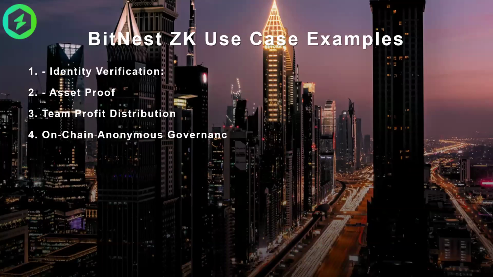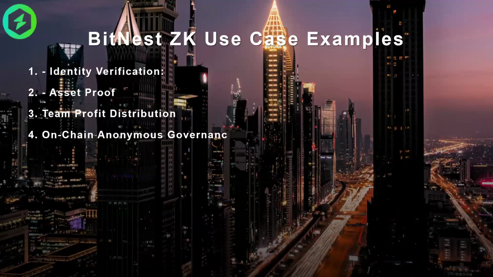So BitNest, the second, use case examples. Like what? Identity verification: prove eligibility for a specific privilege, like VIP access, without revealing your real identity. And second, asset proof: demonstrate that I have enough USDT to join this investment cycle without showing your wallet balance, because BitNest will never know how much balance is in your wallets.